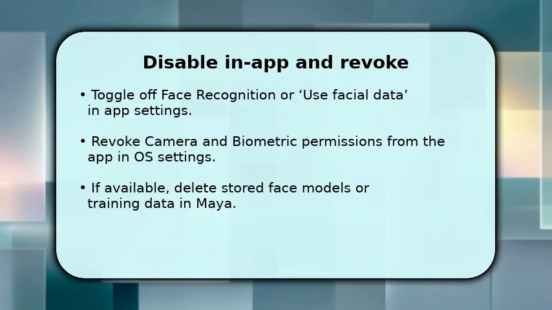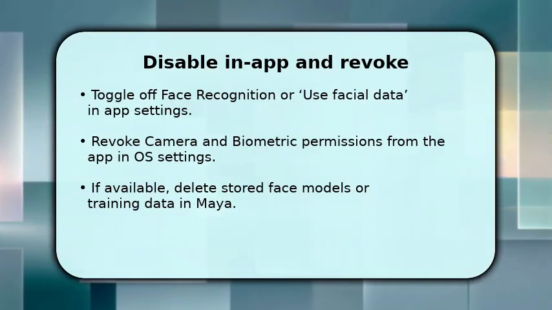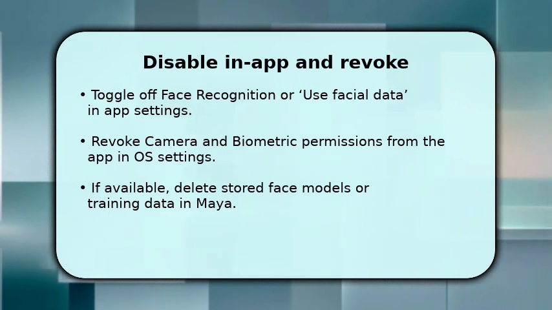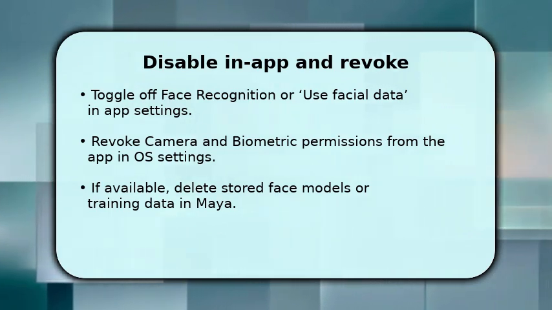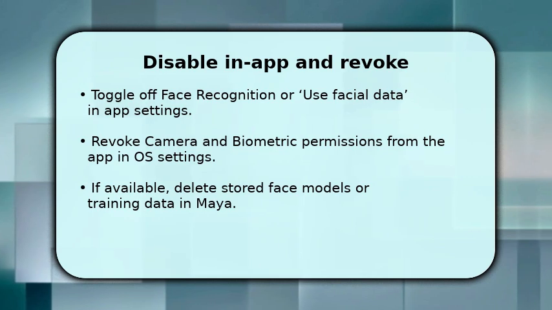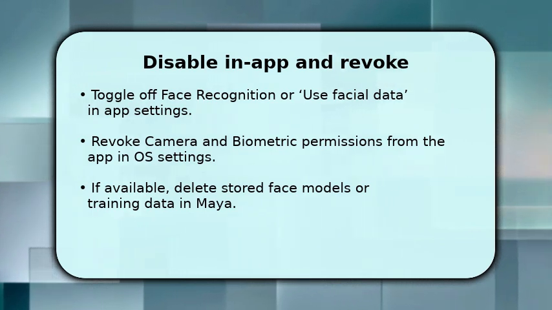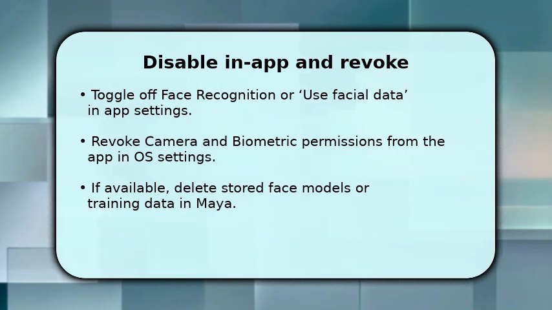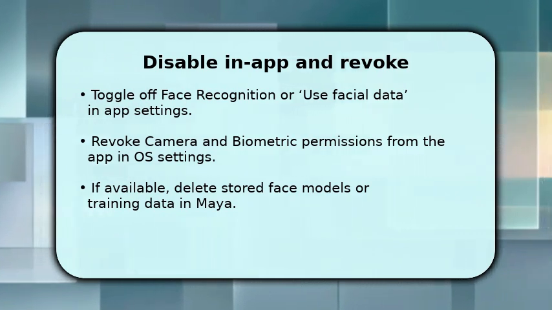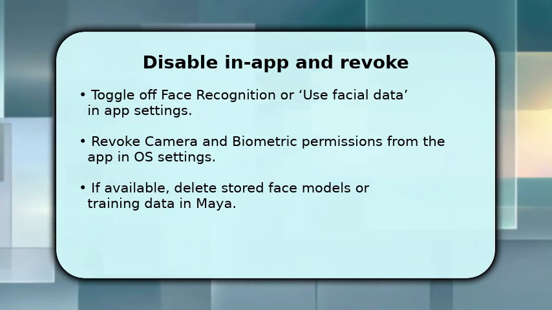Once you've located the face recognition toggle, switch it off immediately and confirm any on-screen prompts. This prevents future enrollment. Next, open your device's OS settings and find App Permissions. Revoke camera and any biometric access for Maya so the app cannot capture or match faces.